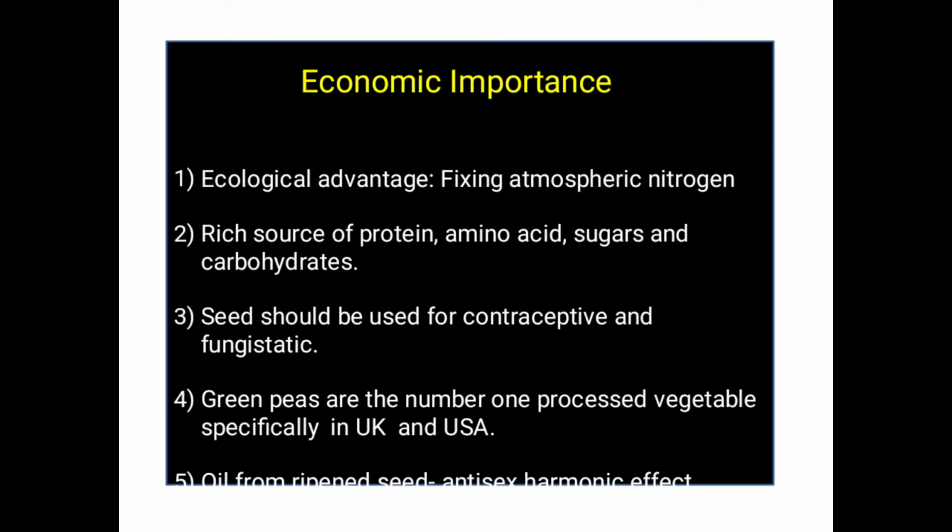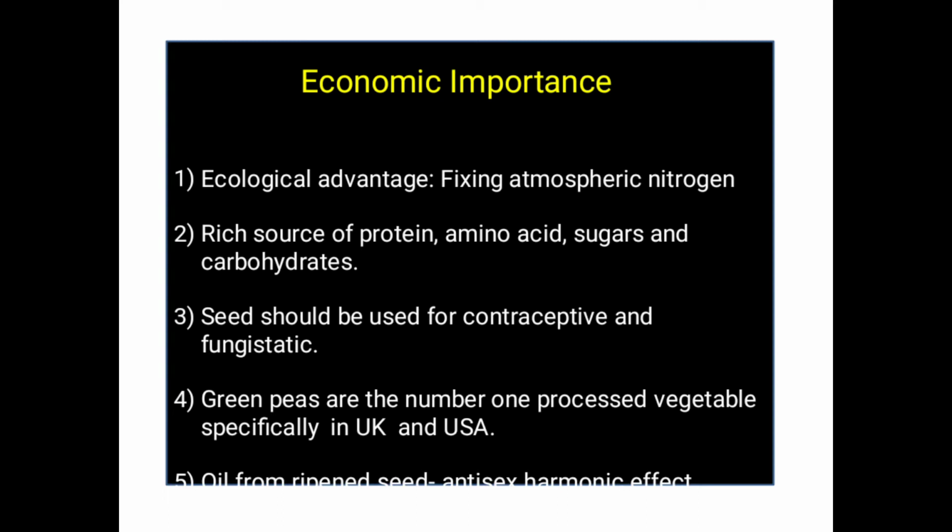Then economic importance. Ecological advantage, fixing atmospheric nitrogen. Due to being a leguminous crop, pea helps to fix atmospheric nitrogen in the soil. Second, it is a rich source of protein, amino acid, sugars, and carbohydrates. Third one, seeds are used for contraceptive and fungistatic purposes. Fourth, green peas are the number one processed vegetable, specifically in the UK and USA.